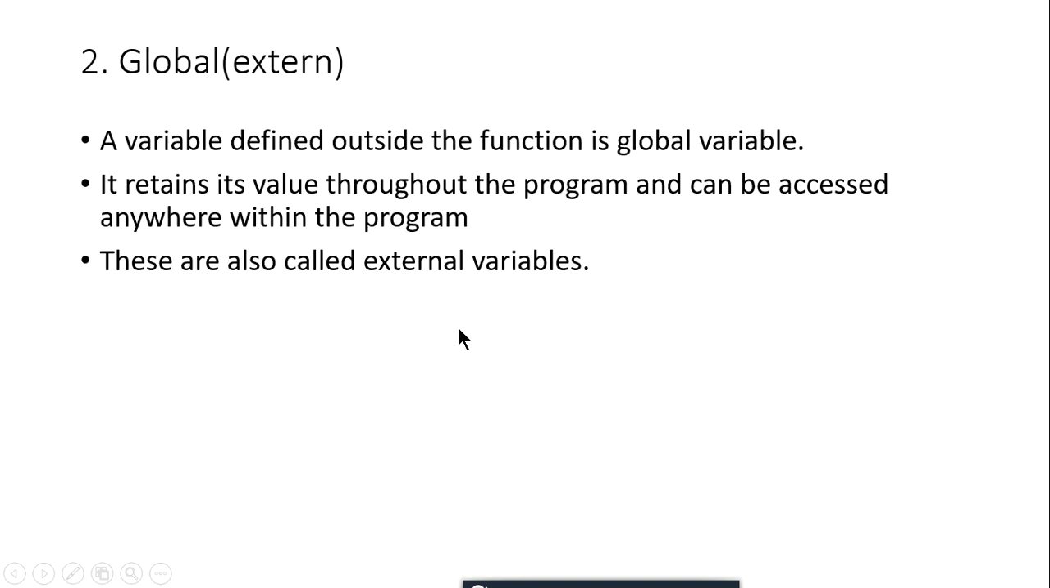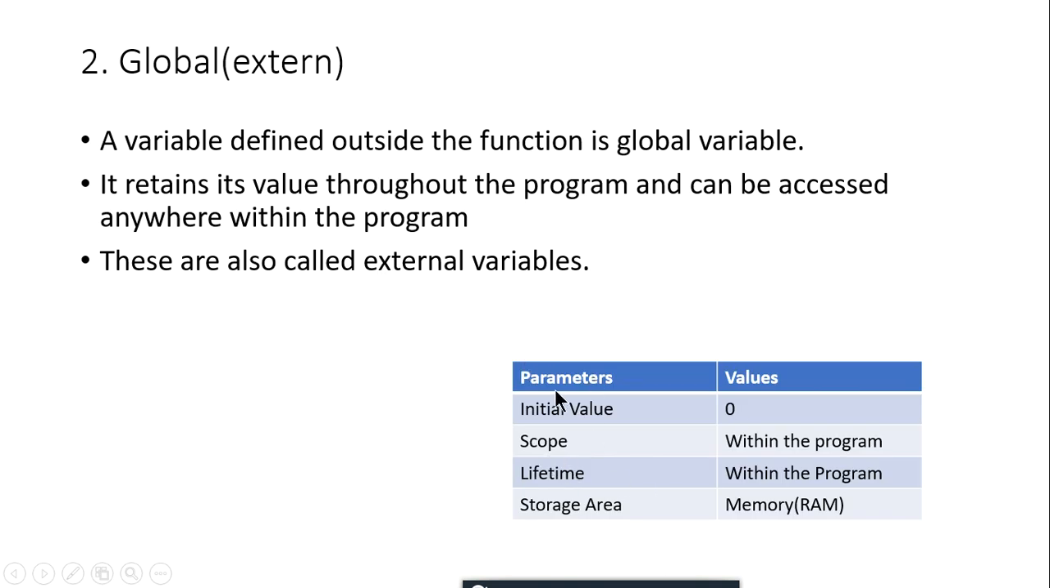Now let's talk about the global variable or external variable. What if you want to use a variable throughout your program? Such variables can be declared global. A global variable retains its value throughout the program. They are also called external variables. Their initial value is by default set to 0. So if you forgot to give a value to your variable like int a and you print the value straight away, then it will print the 0 value. Scope and lifetime: within the program you can use them anywhere, and they are stored inside your computer's memory, RAM.